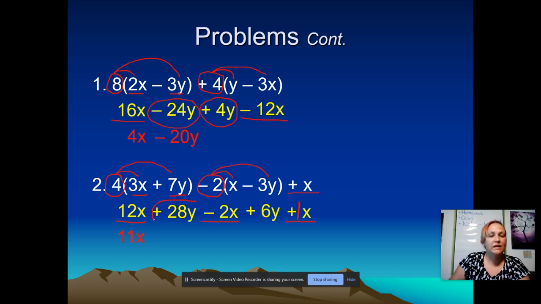And then the last thing I need to do, I need to combine together my y's. I have a 28y and a 6y. And when I add those together, I get 34y. Again, since those are different letters, we're done with this problem. That concludes this video.